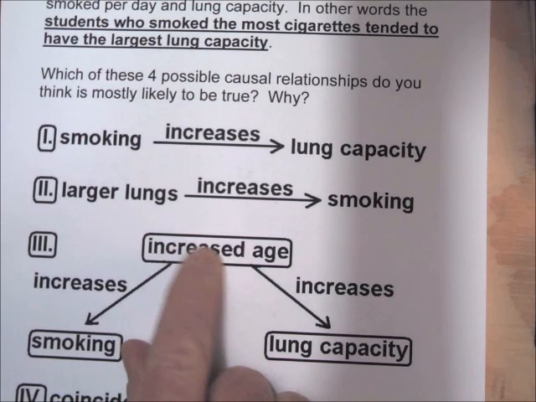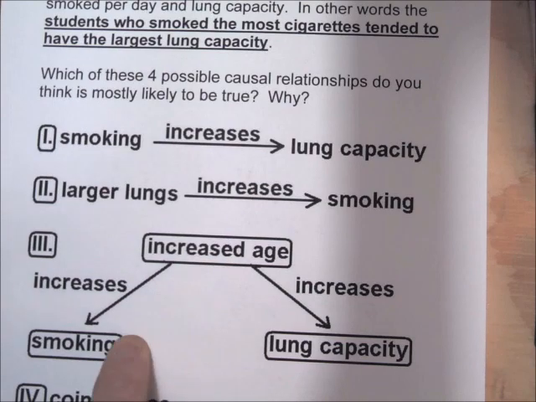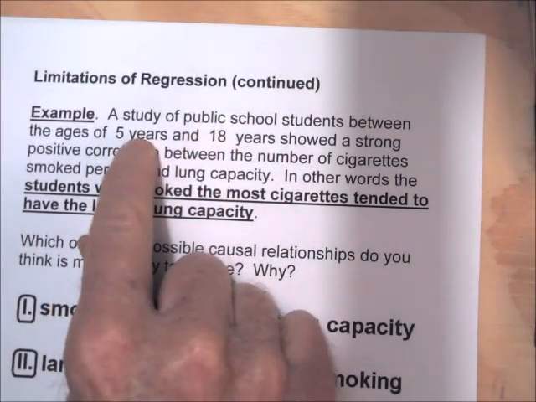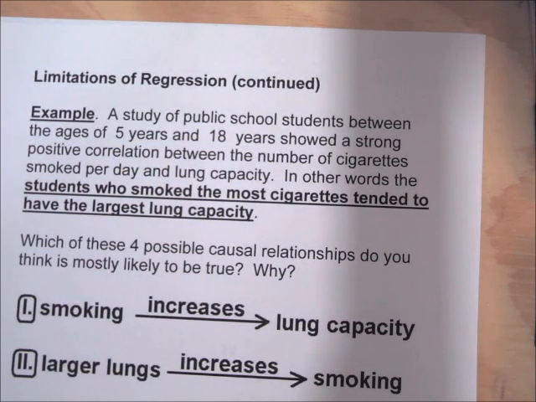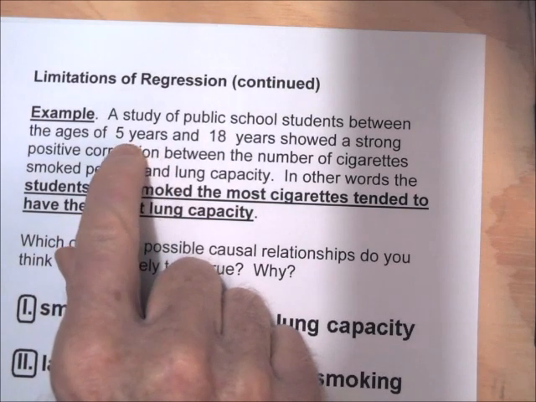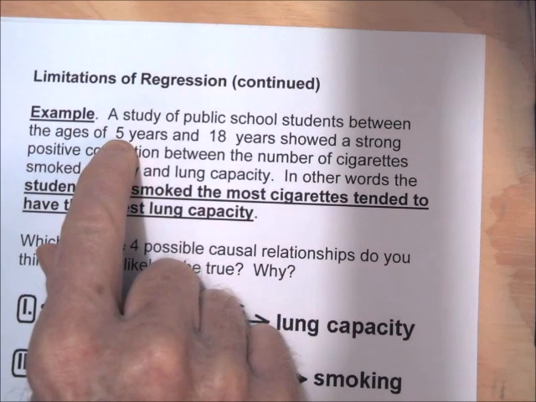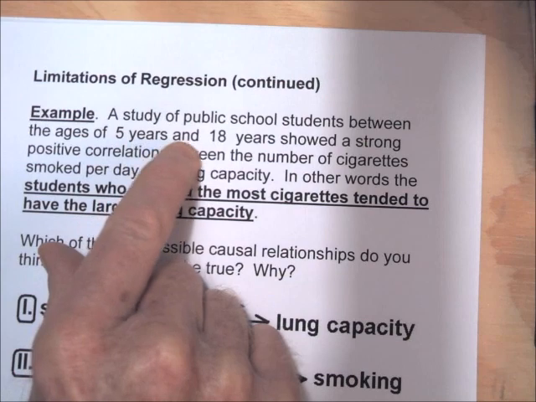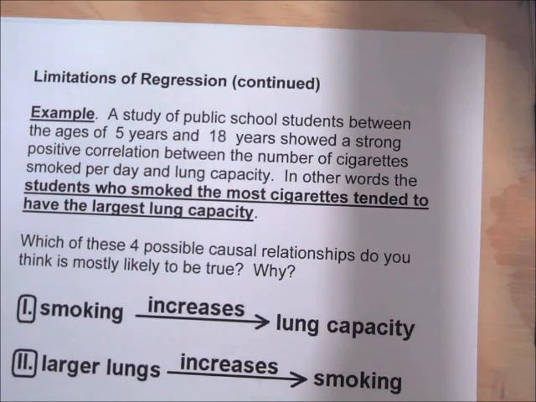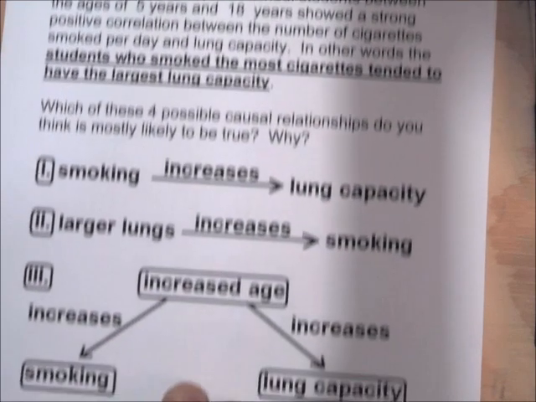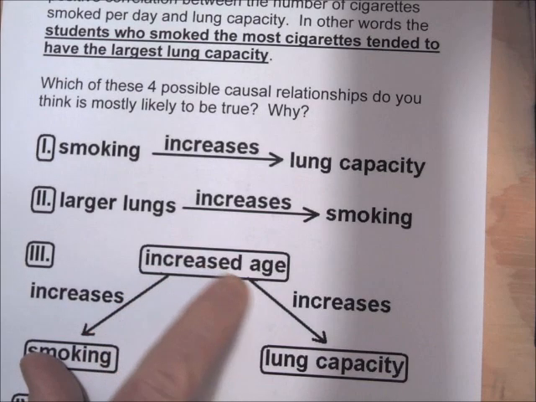But the thing that makes the most sense here is that the increased age would affect both, because the age range here went from 5 to 18 years old. The 5-year-olds are not fully matured. They're going to have smaller lungs, not because they smoke or don't smoke, but just because they're not fully developed yet. They're younger, and the 18-year-olds, teenagers tend to smoke, and they're also more fully developed. So the increased age probably affects both the amount of smoking and also the lung capacity.